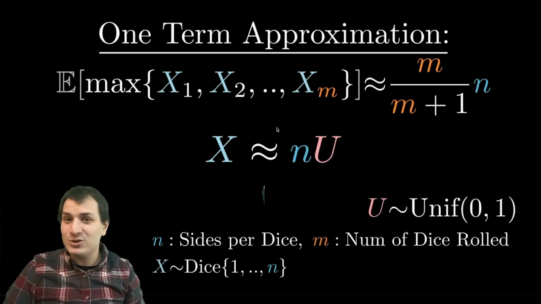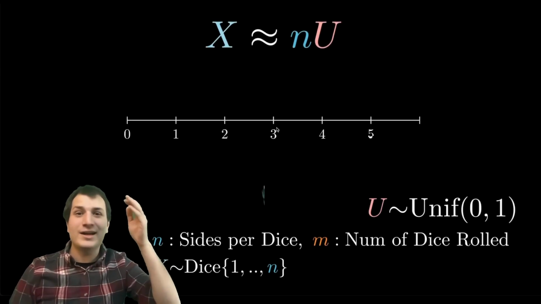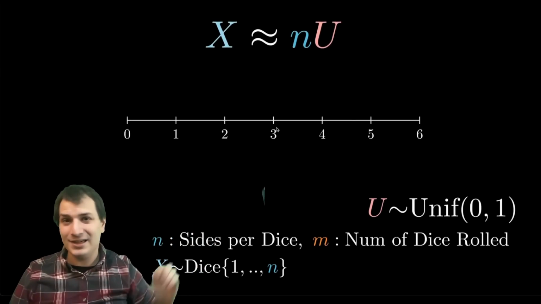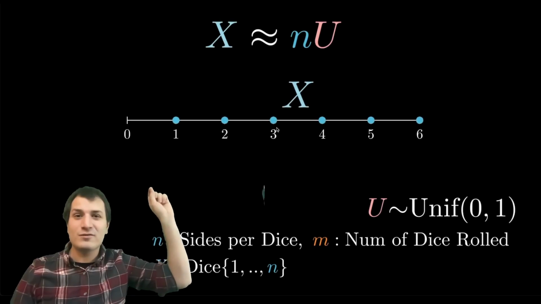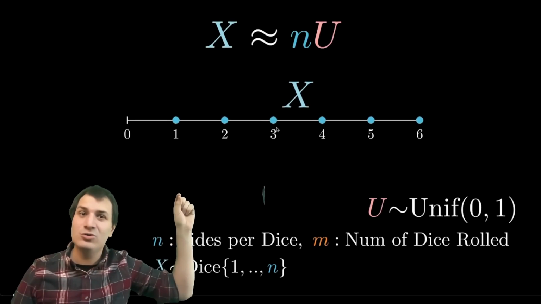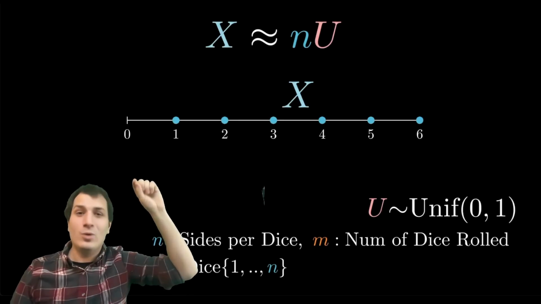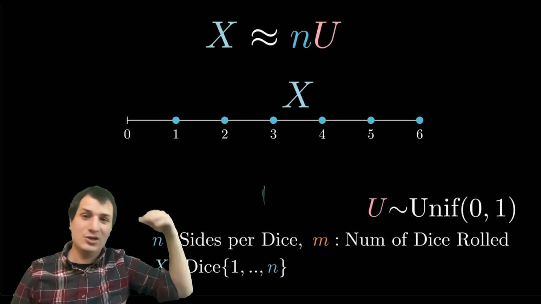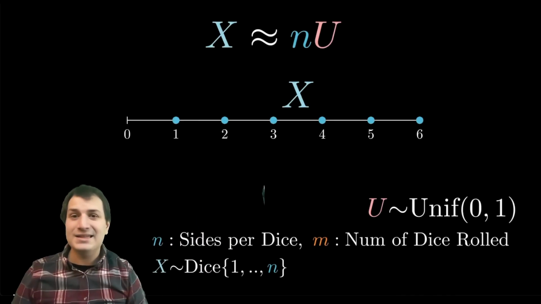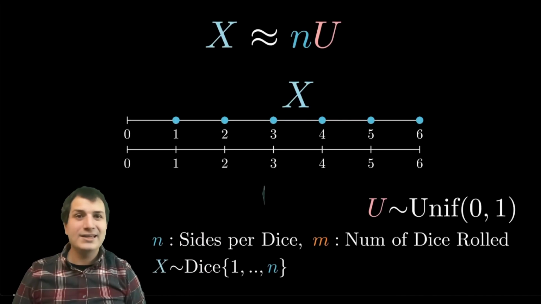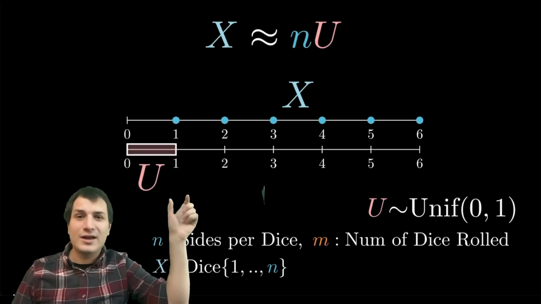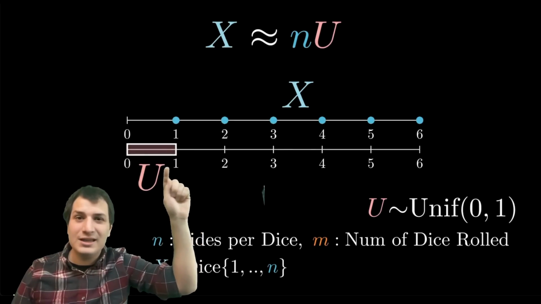And we can also see visually why this is. If you imagine a regular dice roll, you can imagine the number line. If it's a 6-sided dice, it has a sort of little atom at the numbers 1, 2, 3, 4, 5, and 6. These all have probability 1/6. A 1/6 chance of being 1, a 1/6 chance of being 2, and so on. On the other hand, what is n times u? Well, u is a random variable which is sort of smooshed evenly between 0 and 1.